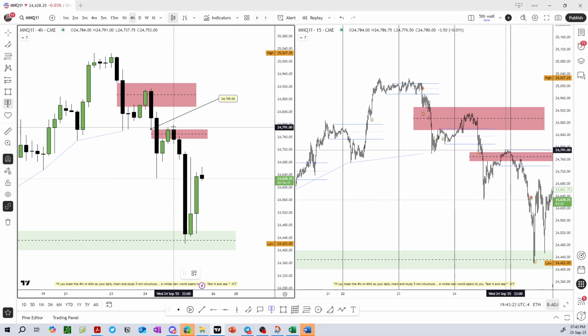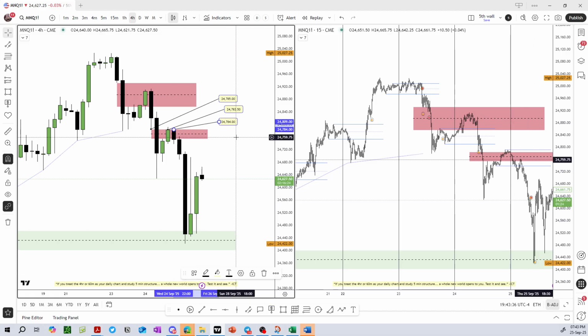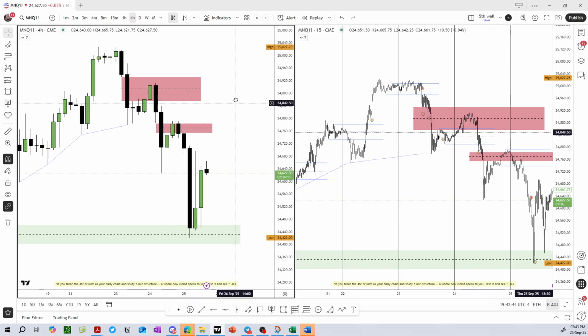24,785, and the body here, 24,835, 24,783.50, and let's see what this one is, that's 24,784. So yes, everything is obviously holding below the top, or the high, of that fair value gap.